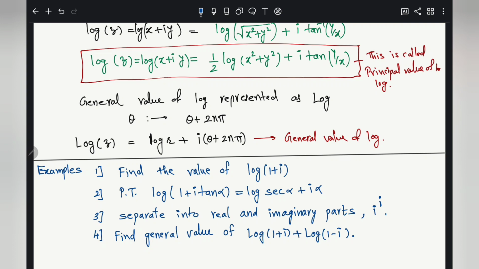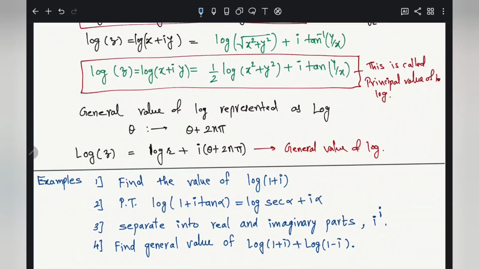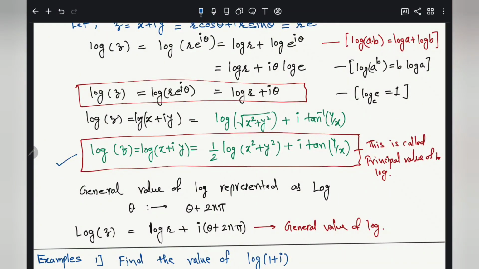So very quickly we will go through all these examples and solutions, and you will see how easy it is to attempt all such types of questions once you know this definition of log which we have created here. I'm saying created because I very easily showed you how you can write the definition of log of z using its polar or exponential form.